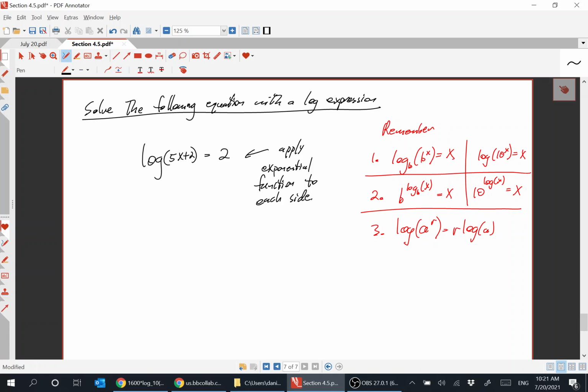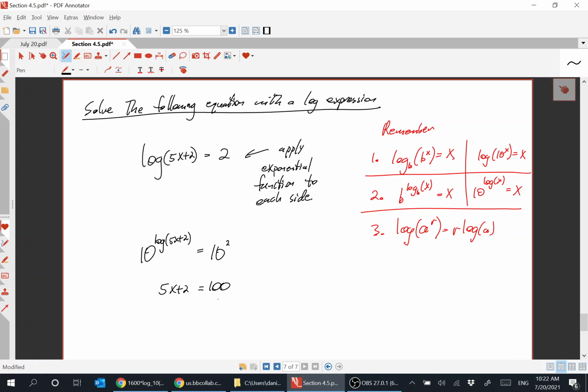Here, this is log base 10, so we might as well use 10. So 10 to the log of 5x plus 2 is equal to 10 squared. Well, 10 to the log of whatever is just whatever. 10 to the log of a is a. In this case, a is 5x plus 2, and 10 squared is 100.